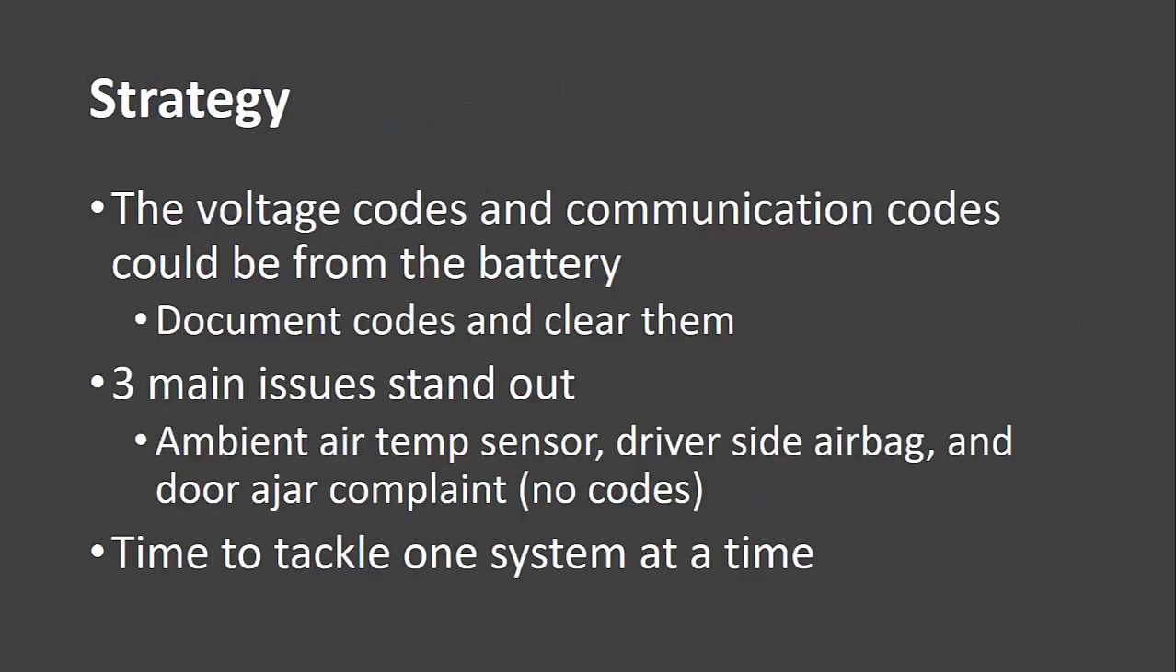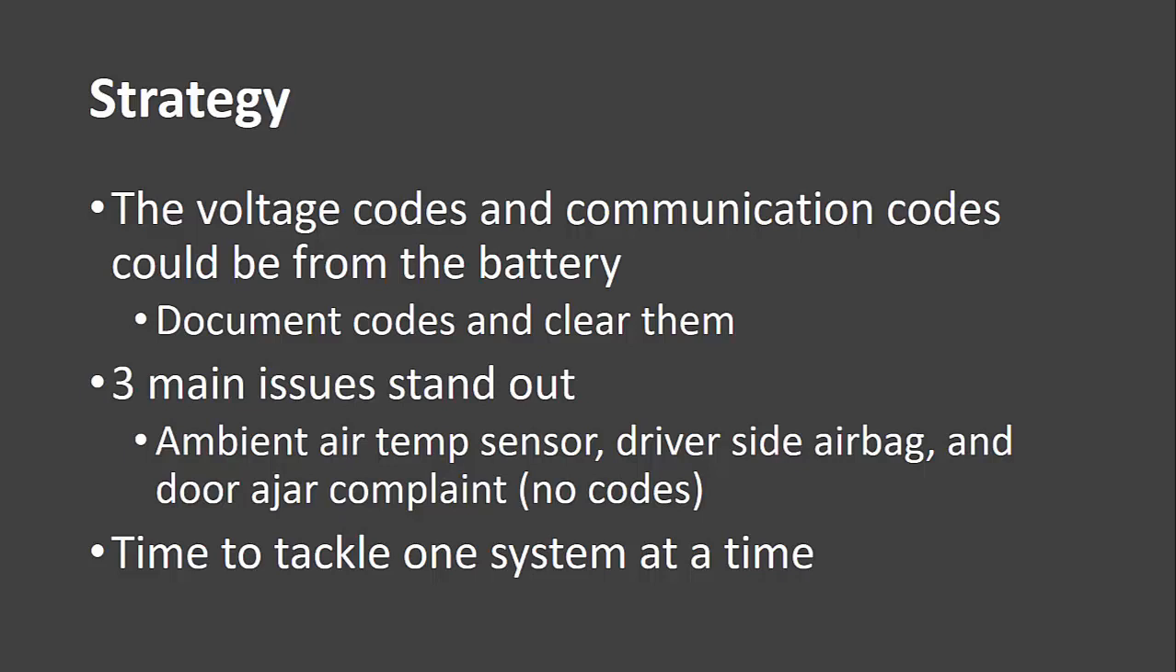So my strategy is to clear the codes out. I documented it. I just hit that screenshot button a couple of times and I got all the codes documented. I think that the voltage and communication codes could have been from when the battery was bad, if there was corrosion and the voltage was dropping during cranking or whatever else.